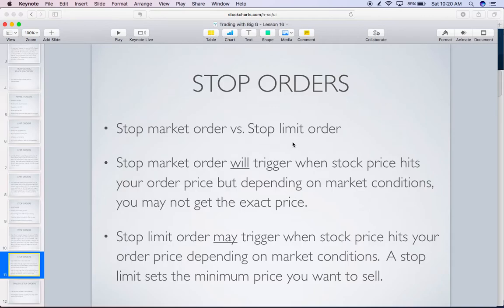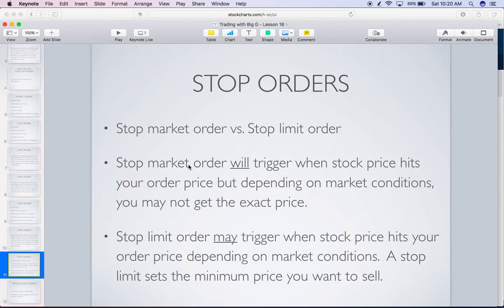So when you have a stop order, and it's a stop market order, it's going to turn into a market order when your price is triggered. If you've got that stop limit order, it's going to turn into a limit order when that price is triggered. However, it may or may not go through. The market order will definitely go through, but it may not be the exact price that you want.